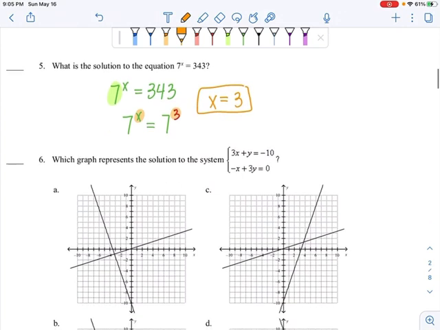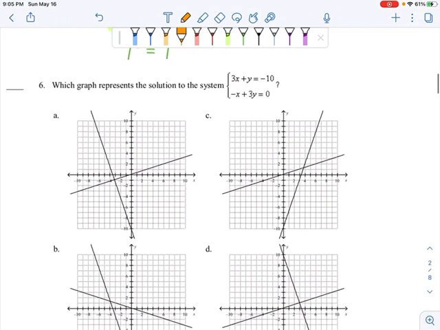Okay, number 6 says, which graph represents the solution to this system? So we have 3x plus y equals -10, and then we have -x plus 3y equals 0. So first we want to put these into slope-intercept form. The first one is going to be y equals -3x minus 10. For the second one, I move the x to the other side first, divide both sides by 3, and y is going to equal 1/3x. So those are my two equations that I'm working with now.